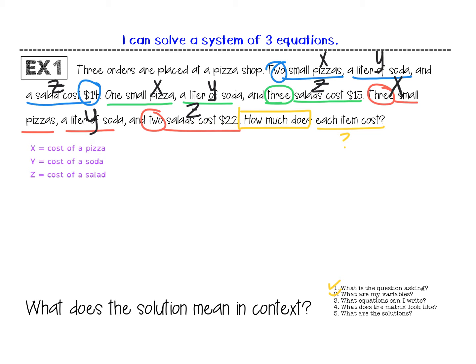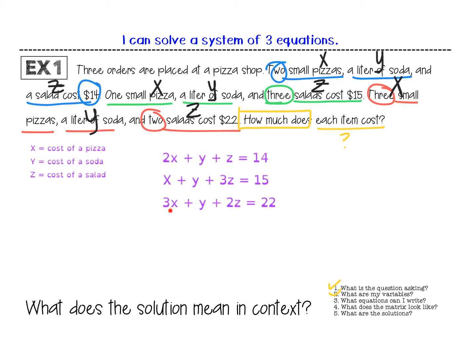So what equations can I write? I'm basically just going to put those 3 equations together. Alright, so I was able to say that 2x plus y plus z equals 14, and that represents what's happening in the blue. Then I had 1x, 1y, and 3 z's, and that gave me 15.